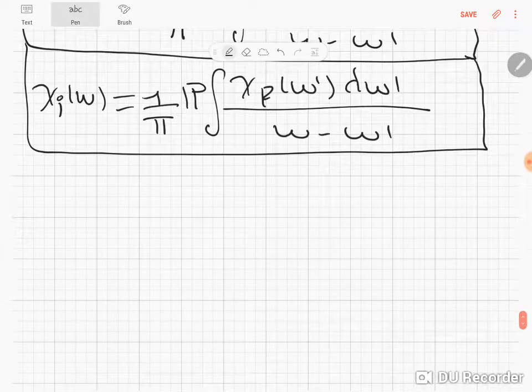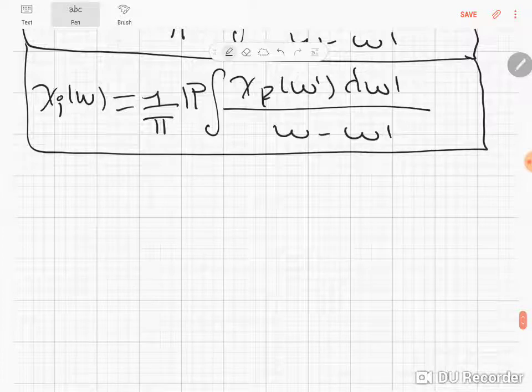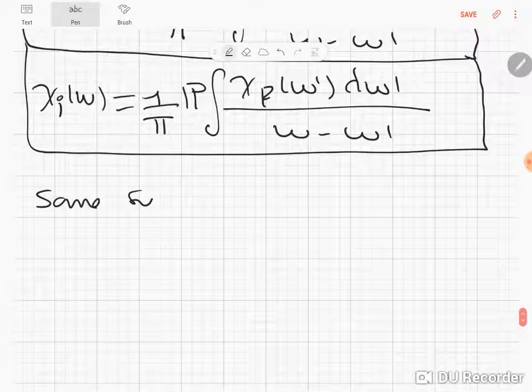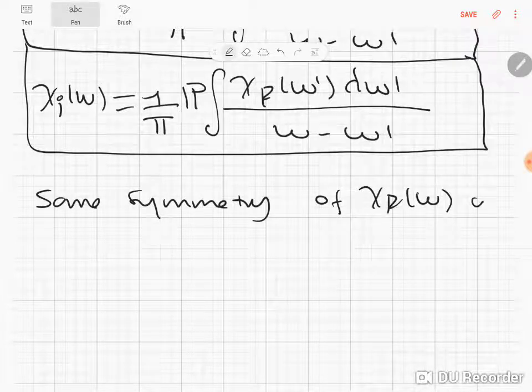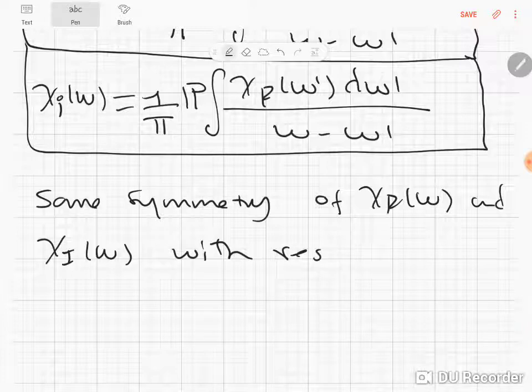So we're kind of good in time, but not really. I want to show you something else. We want to see some symmetry of chi real of omega and chi imaginary of omega with respect to omega. Okay?